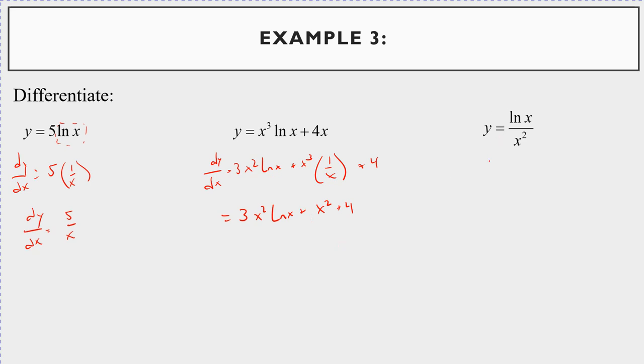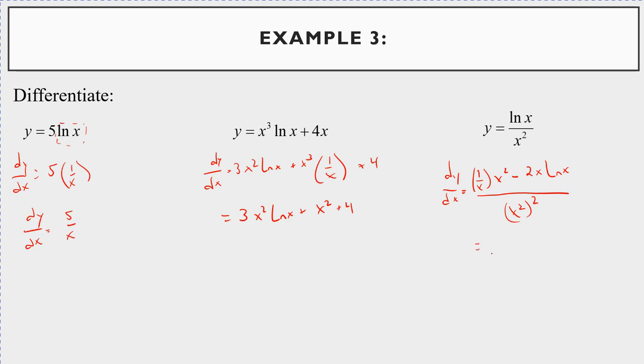Now here you're just going to use the quotient rule. So dy/dx: take the derivative of the numerator, 1 over x, times the denominator, minus the derivative of the denominator, x squared, times the numerator, natural log of x, all over x squared squared.